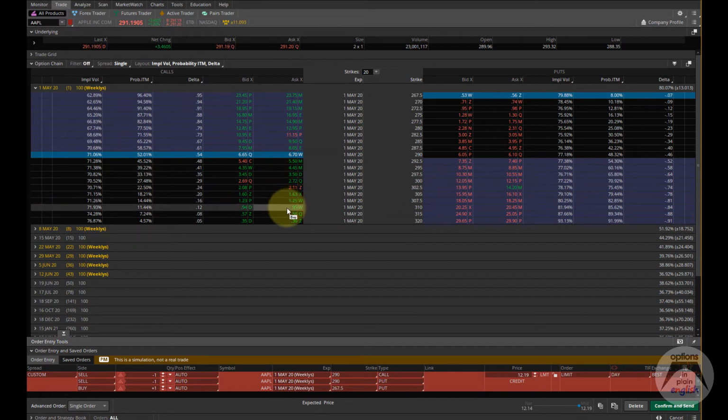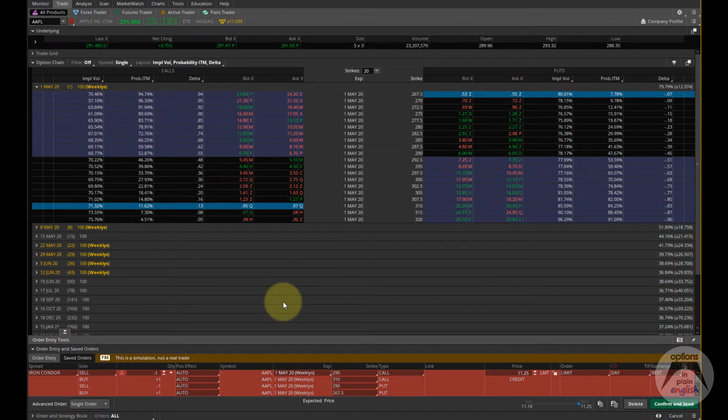Now we have here a situation where you have the 310, so we would be looking at the 312.5, but it doesn't exist. So what you can do is go to the 315 or to the 310. In this case, I'm going to go to the 310. So we're going to have a slightly uneven, a slightly unbalanced iron butterfly, but it doesn't matter.